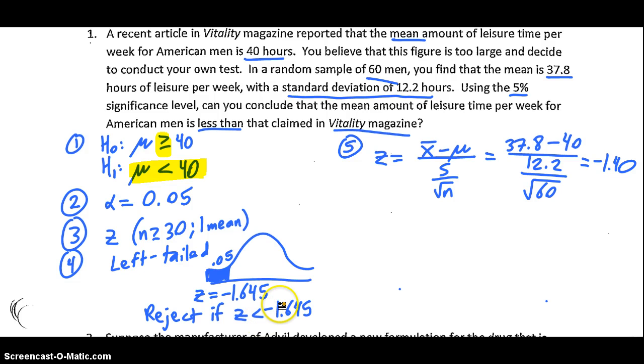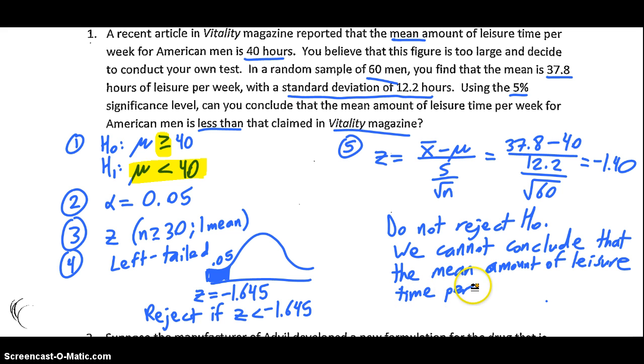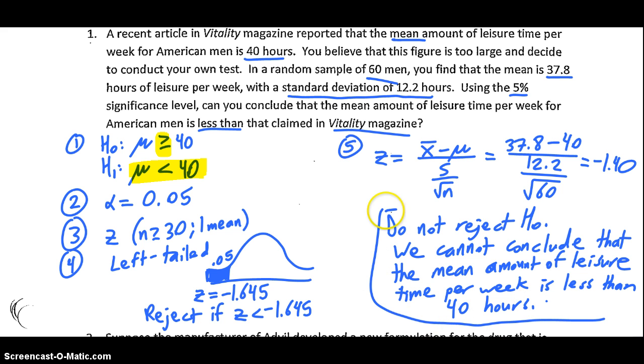Is negative 1.40 less than negative 1.645? No, it is not. So we are not rejecting. Do not reject the null hypothesis. We cannot conclude whatever the last sentence says, that the mean amount of leisure time per week is less than 40 hours. Again, I'm just abbreviating here, but that's fine. That's really the answer we're looking for.